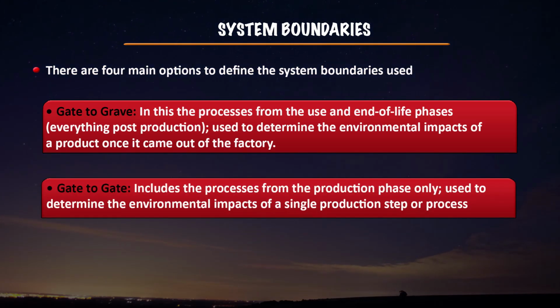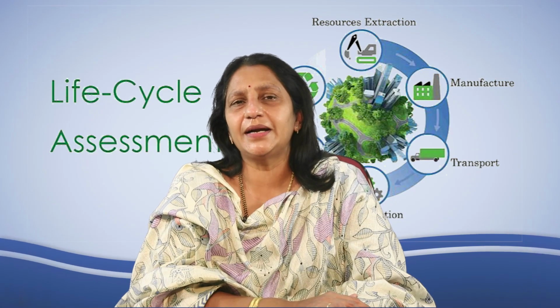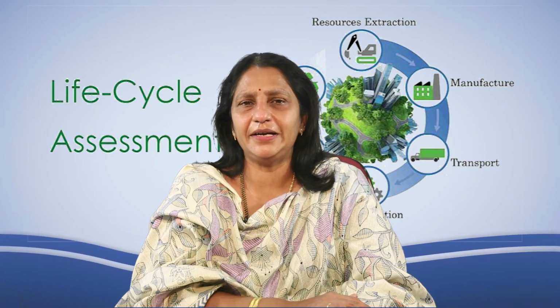And the next one is gate to gate. That means the process from the production phase only. That means it is used to determine the environmental impacts of a single production step or process. And the next criteria is the life cycle inventory.